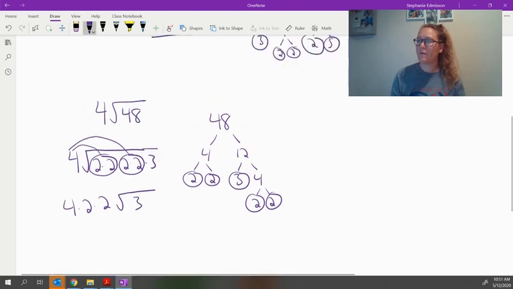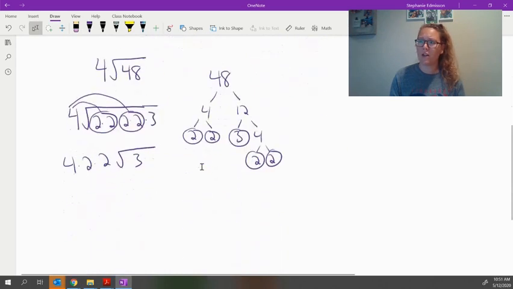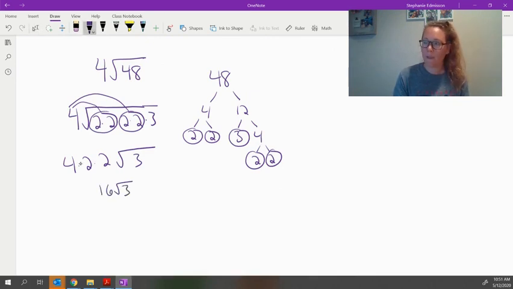Okay, but just like before up here, where we had to multiply these out to get my proper answer at the end, 2 times root 30, I've got to do the same thing down here. I've got to multiply these together. So 2 times 2 is 4, times 4 is 16. So my answer is 16 root 3. And that is the simplified form of 4 root 48.